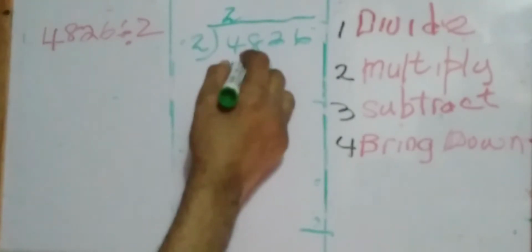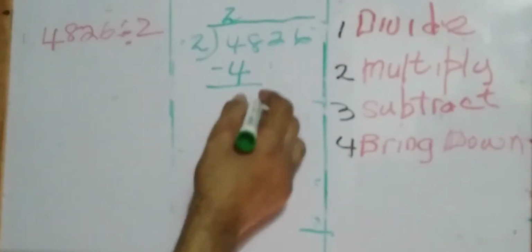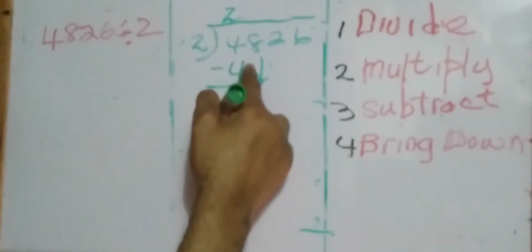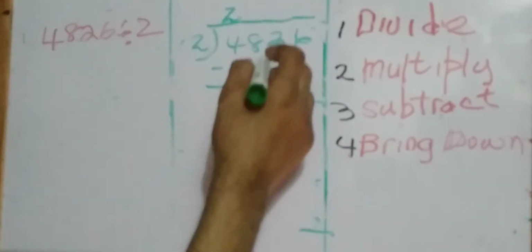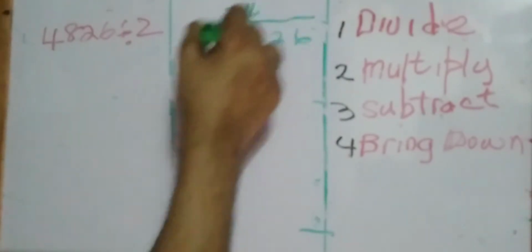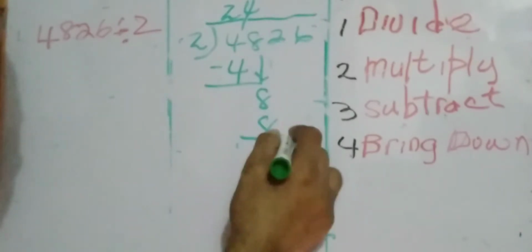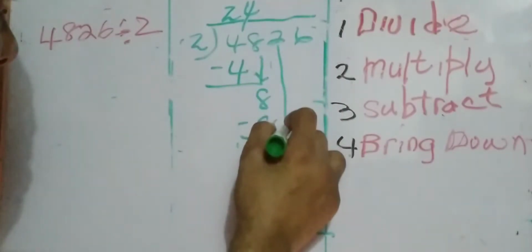2 twos, 4. Then we subtract. 4 from 4 leaves nothing. We could put a 0, but we could leave the space just the same. Bring down the 8. So now we're going to say 2 into 8, and that goes 4 times. 2 fours, 8. We subtract. 8 from 8 leaves nothing. So we're going to bring down the 2.